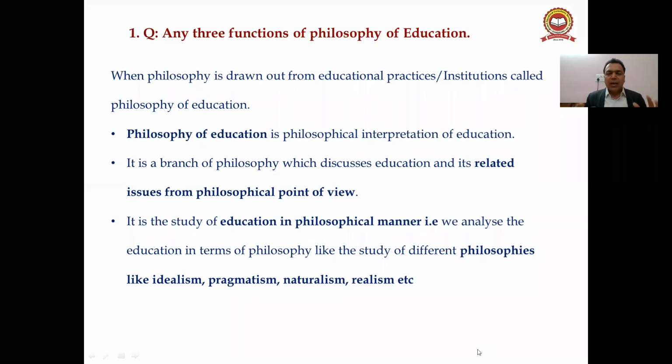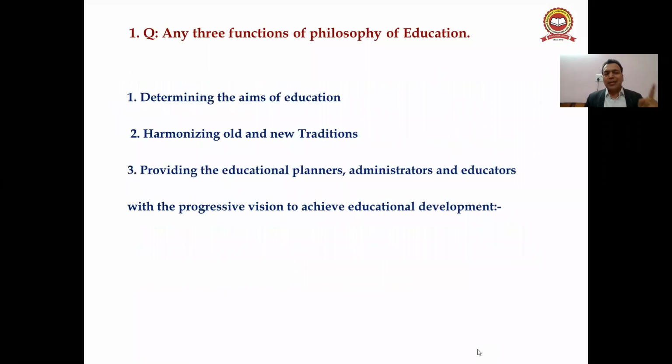So when we apply philosophical applications and philosophical principles to the field of education in order to solve educational problems, it is called philosophy of education, right? Now these are the three functions of philosophy of education. What are the functions of philosophy of education? Number first, determining the aims of education. What should be the aims of education from time to time? Today, what are the aims of education? And 50 years back, 60 years back, what were the aims of education? All of these aims of education are determined by the philosophy of education.